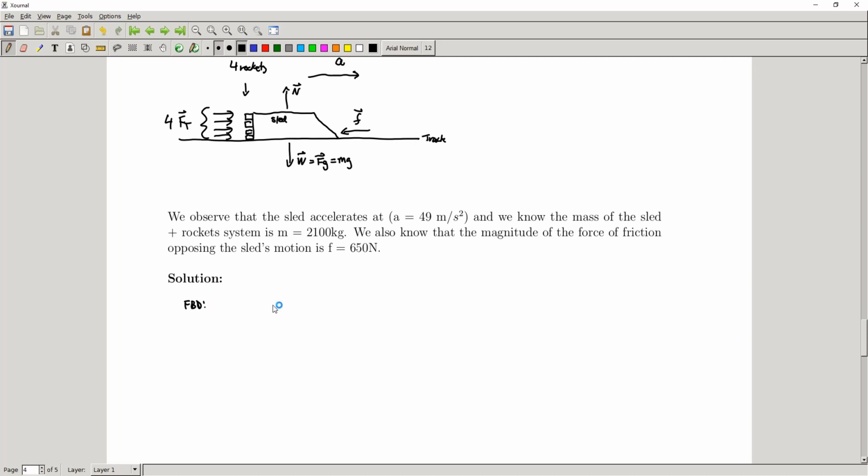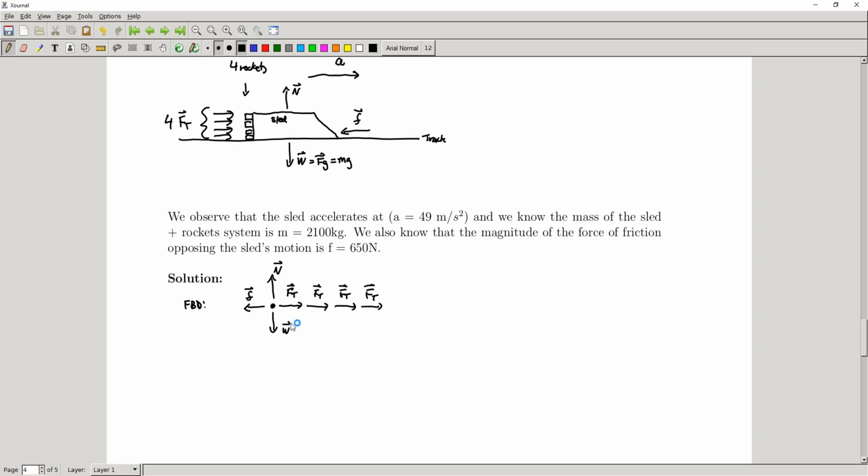What do we have going on here? Well, we reduce the sled and rocket system down to a single point. What do we have pushing in each direction? We have the force of friction pushing in that direction. We have 4 times the force of thrust of our rocket. So we have Ft, Ft, Ft, and Ft in that direction. We have mg in this direction, and we have the normal force in that direction. And maybe just so it's all vectors, I'll just call this w.